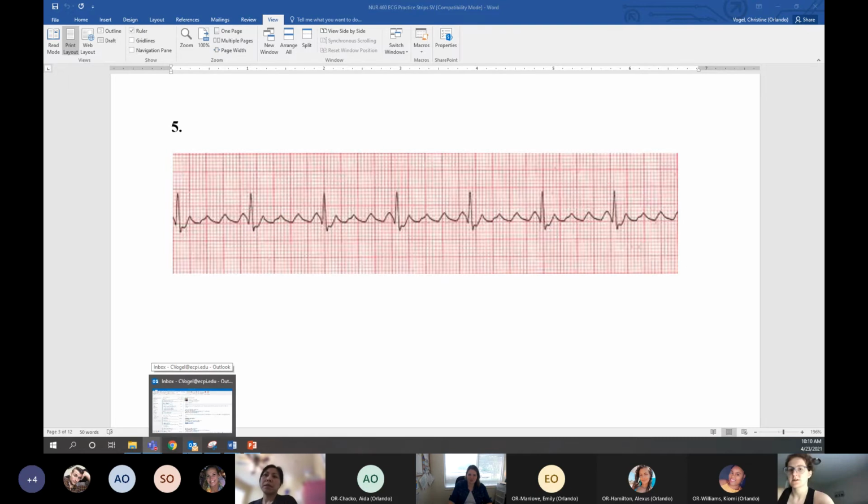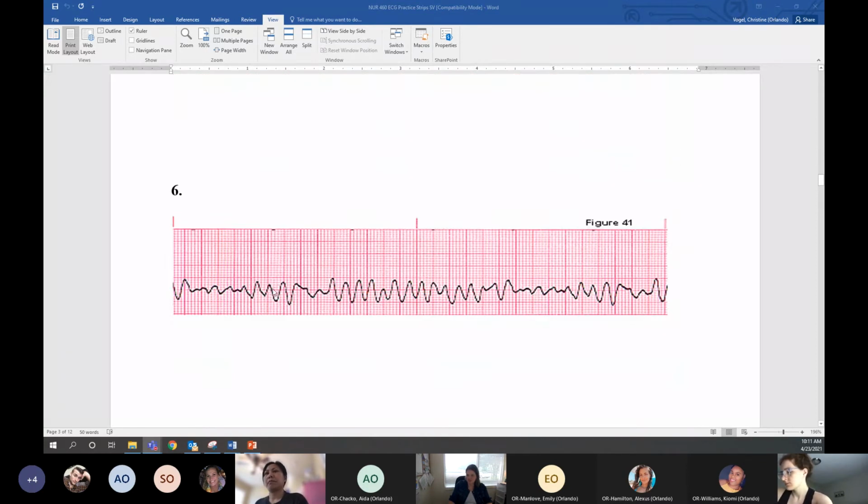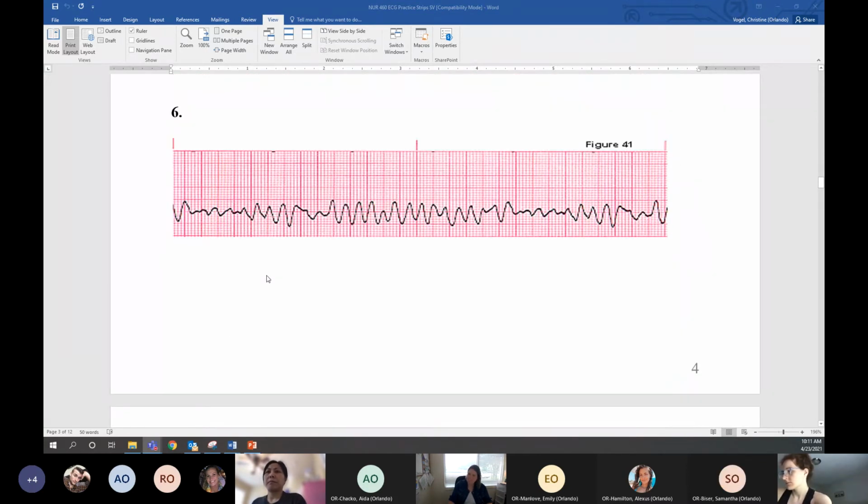Atrial flutter. Sawtooth, absolutely. So we've got a P wave. There's another P wave right in here. P, P, P, P. So it just keeps going. Atrial flutter. All right, what do we have here? VFib. Why is this VFib, guys?